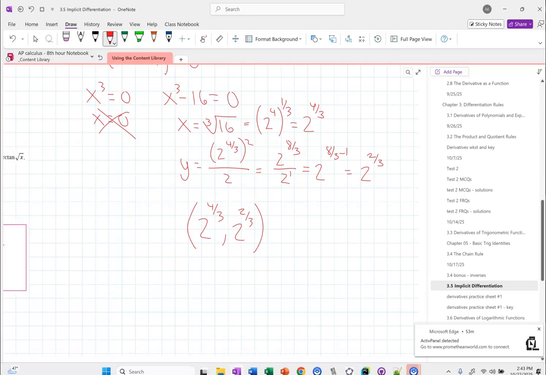I have one question for you before you go. How many solutions does this polynomial have? 3. How many did we find? 2. 1. Where are the other 2? Should I be looking for those still? Do I need to worry about that?